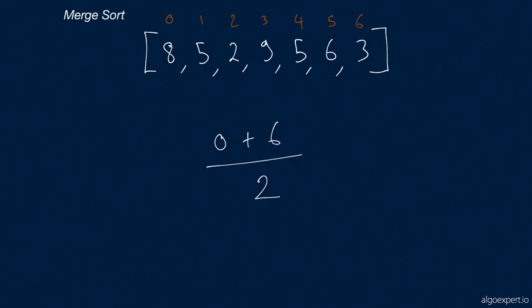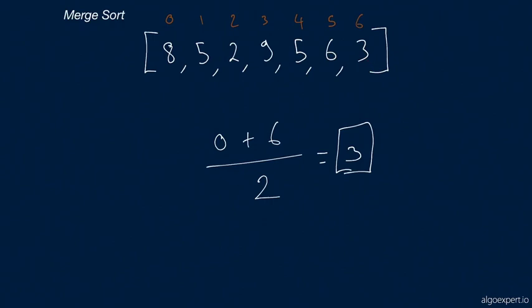Imagine we had 7 here instead of 6. We'd do 7 divided by 2, 3.5, and round that down to 3. But here we've got 0 plus 6 divided by 2, which is equal to 3. So the middle of the array is defined by the index 3. And so we're going to divide the array right here in the middle with one subarray of 4 numbers and one subarray of 3 numbers.